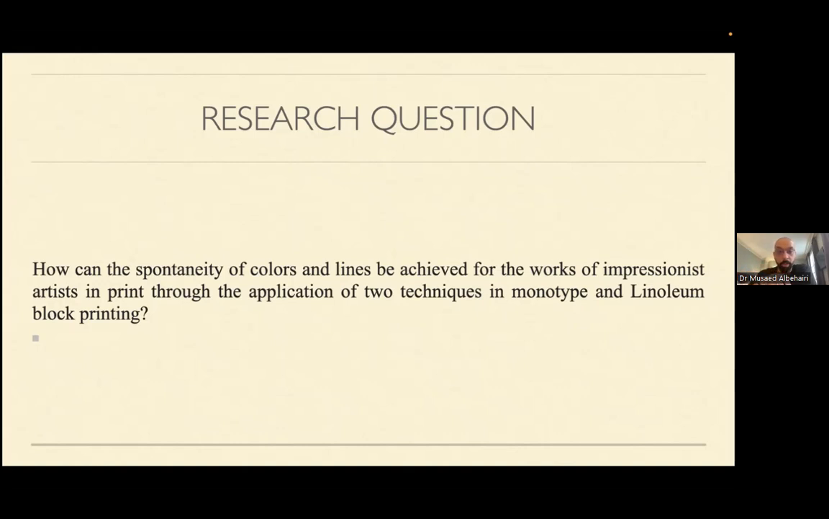So how can colors and lines achieve the work of Impressionist artists in print through the application of two techniques? One of them is monotype, the other is linoleum block printing. As I said, the monotype relates to the plastic plates, and the block printing relates to linoleum, which we engrave.